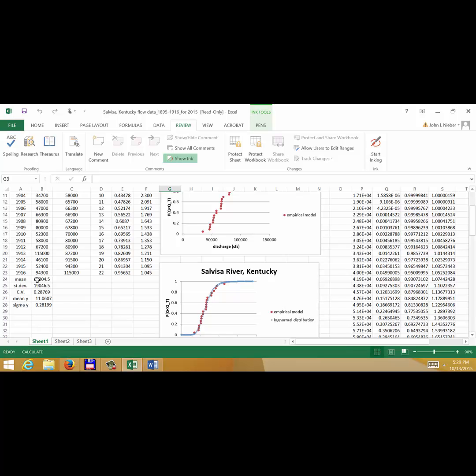The quantities mean of y and sigma of y are the mean and standard deviation for the natural logarithm of the values of the flows. So each of the values of the flows, you take the logarithm and then you calculate the mean and the standard deviation in the same way that we did it for the values of x, that is the untransformed data. You can see that the mean of the logarithm of y's is 11, and the standard deviation of the logarithm of y is 0.28.